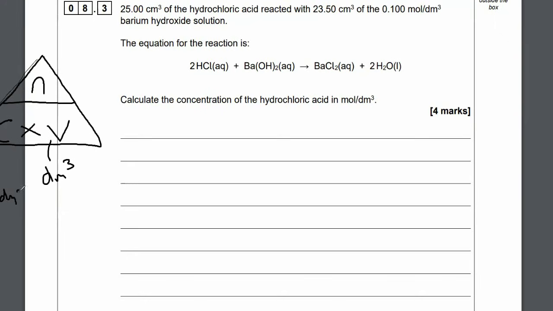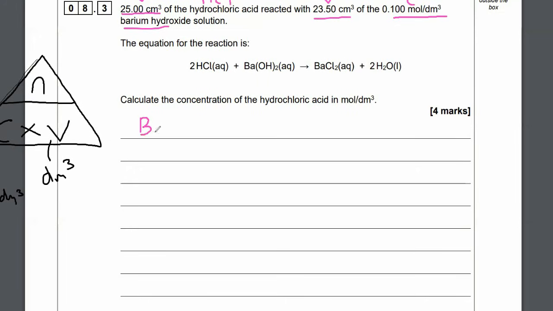So the thing to do is to work out what your first part is, right? We know we've got 25 centimeter cubed, that's a volume of HCl. But over here, you can see that it reacted with 23.50, that's a volume of 0.1 mole per decimeter cubed. That's not moles, that's not N, that's concentration, and that's a barium hydroxide. So the first thing we can do, we need to work out the concentration of hydrochloric acid, but we have the C and the V for the barium hydroxide.